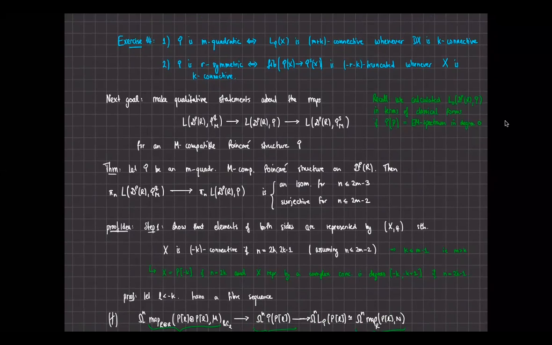So the essential goal of the remaining 3.5 minutes of my talk today and the lecture on Thursday will be to make qualitative statements about the comparison map, fixing a Poincare structure Q. Then we want to make qualitative statements about the comparison map from the quadratic Poincare structure to the symmetric Poincare structure.